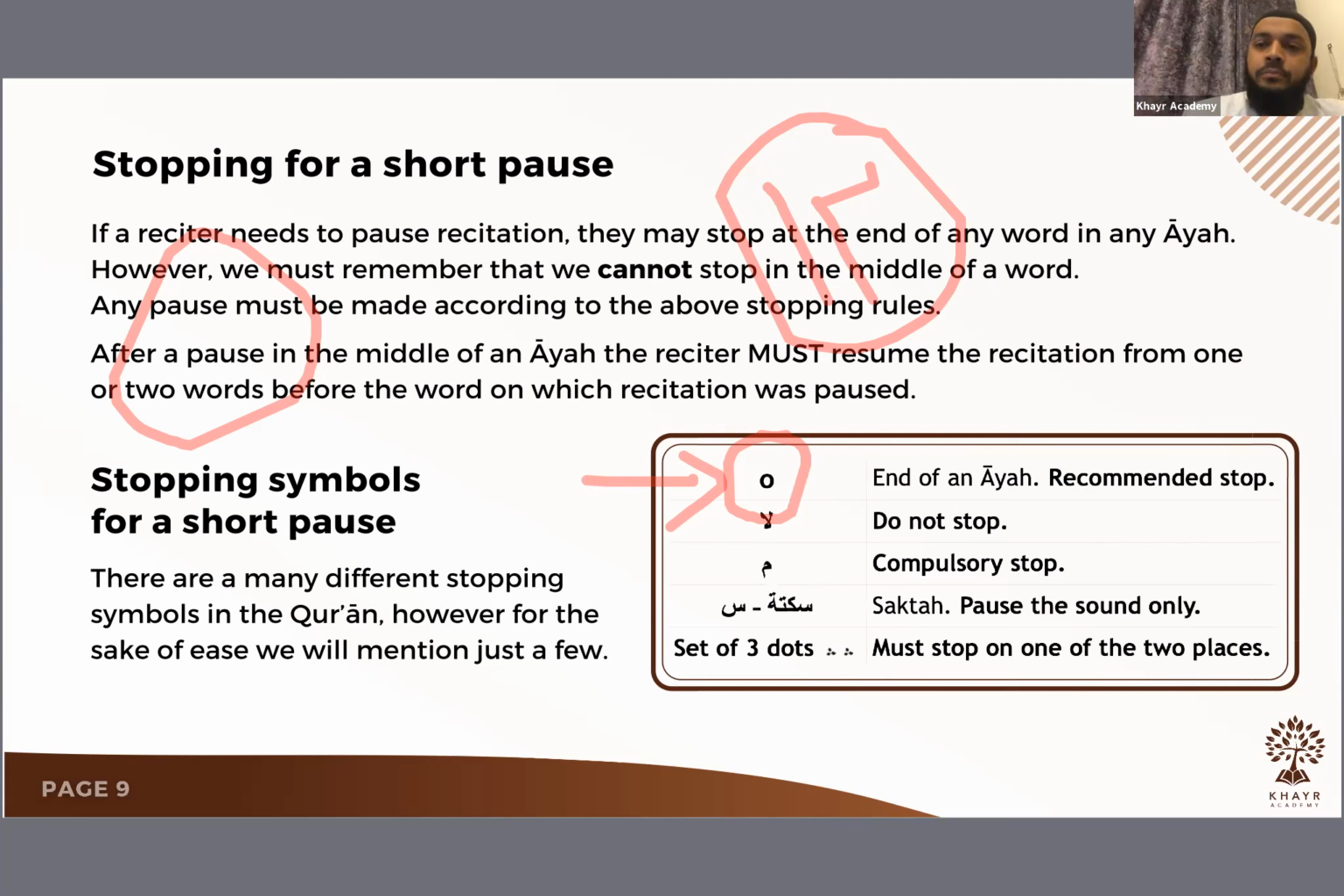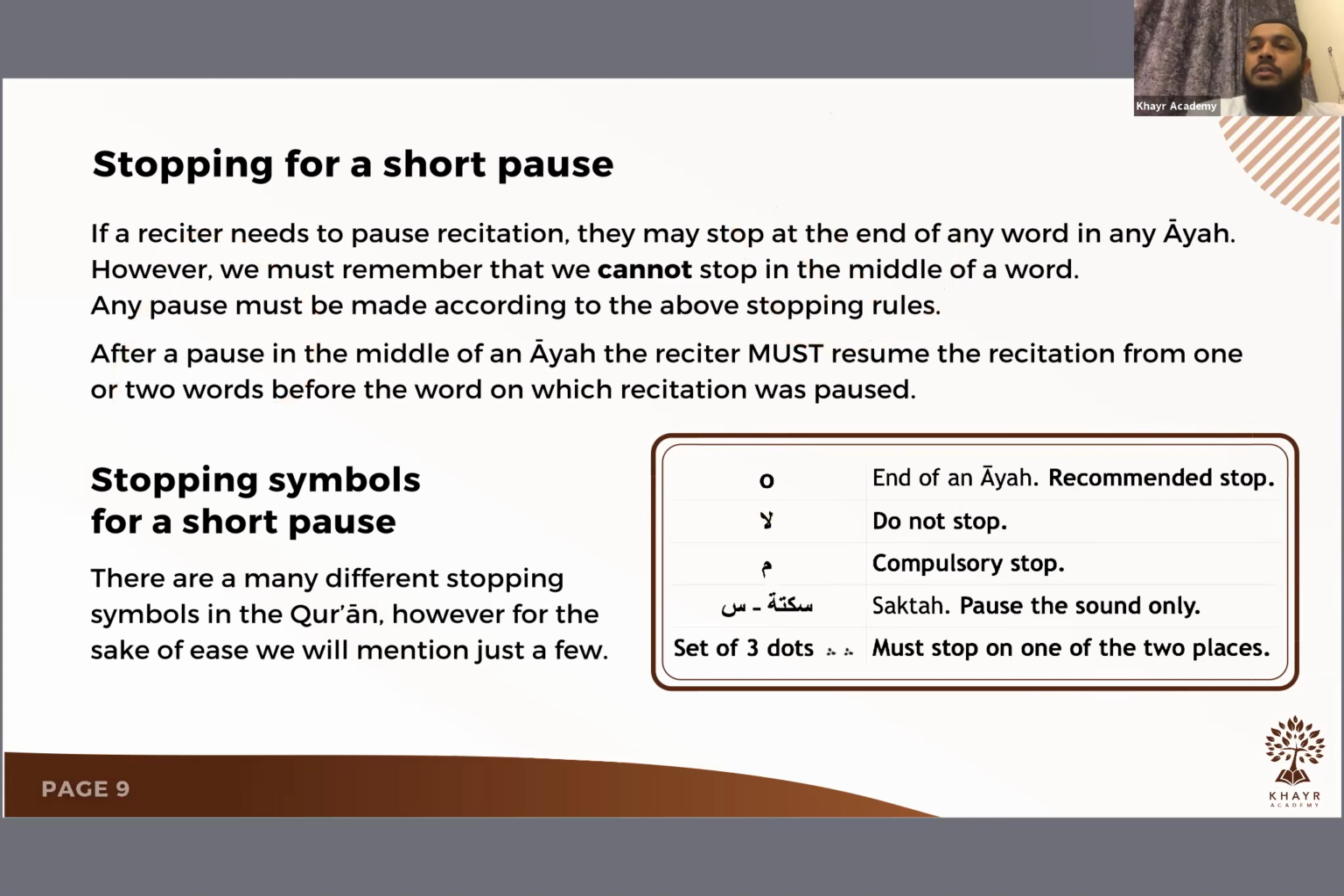Okay, that's done. So the first symbol is the ayah symbol. Recommended is stop. We should stop. There's another one, la. La in Arabic. What does la mean in Arabic? Everyone who doesn't know anything about Arabic will at least know two words, na'am and la.